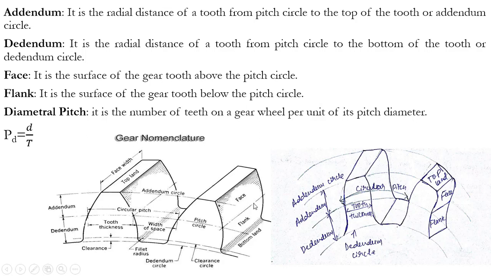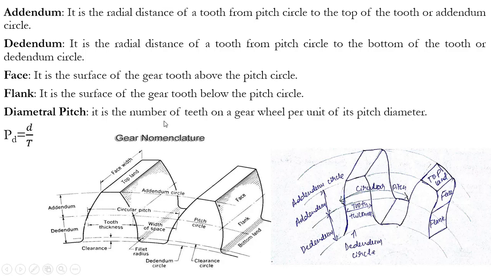Next is face. The surface of the gear tooth above the pitch circle is called face, and the surface of the gear tooth below the pitch circle is called flank. Here also I have shown this is the face and this is the flank. And after that, it is diametral pitch.